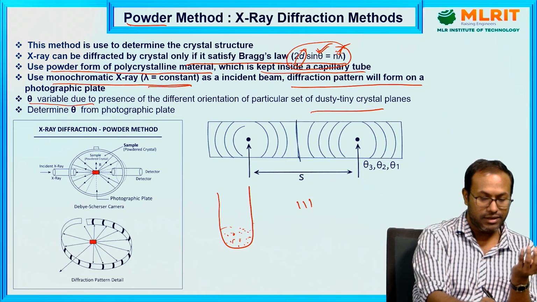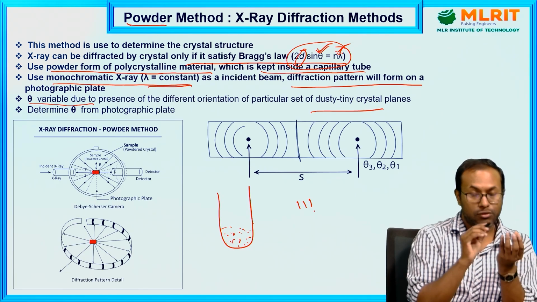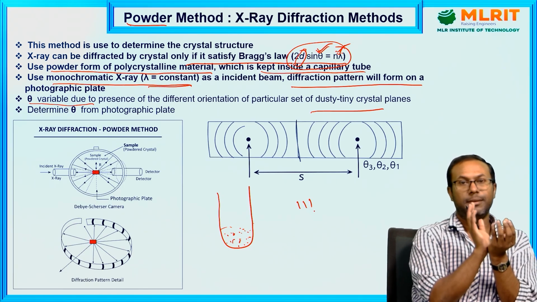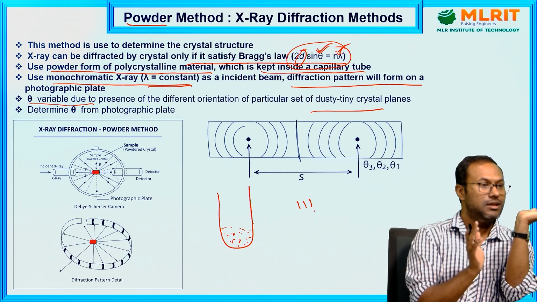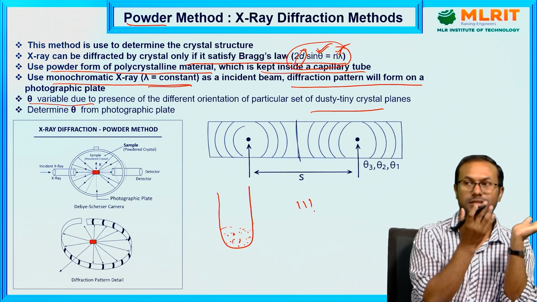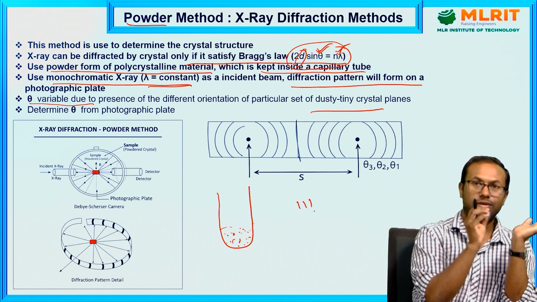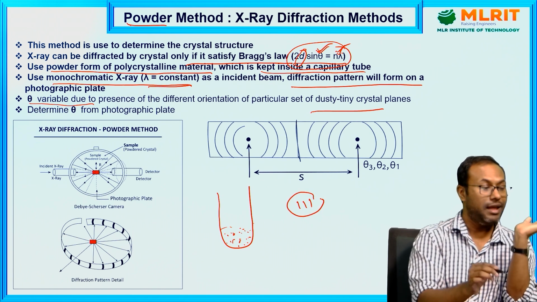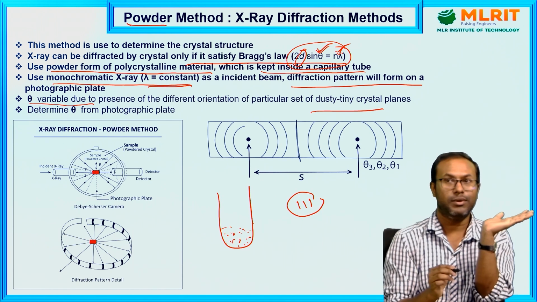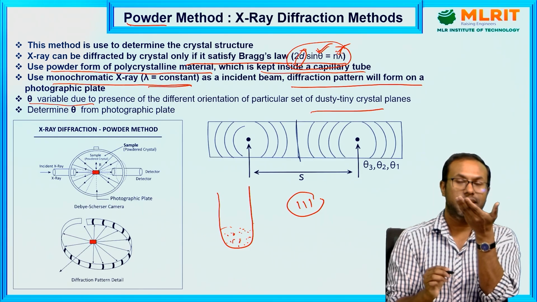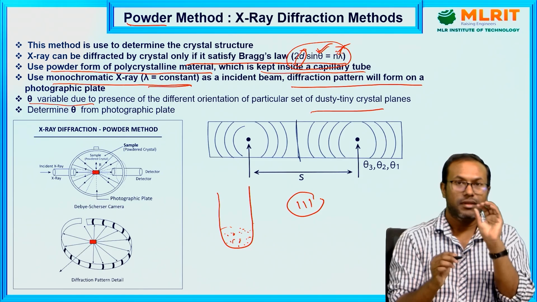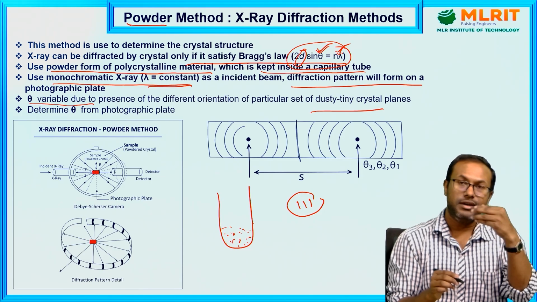There is one crystal plane, that is a 111 plane. Another fine crystal plane is there, that is also a 111 plane, but with a different orientation. It is a particular set of planes, all assumed to be the same plane, but having different orientations. Someone is in this direction, someone is in that direction. So in this way, it is a particular set of planes, but with different orientations.